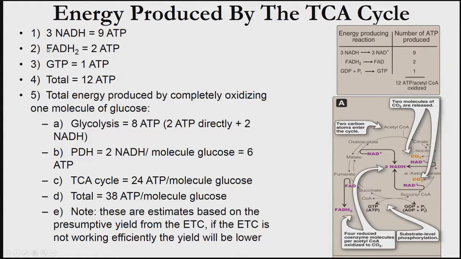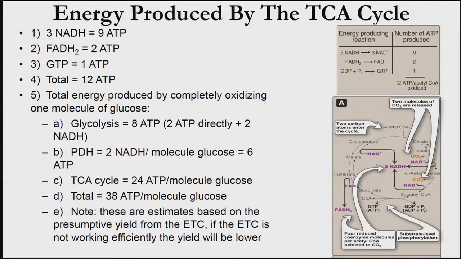We also produce a GTP. We have a substrate level phosphorylation during the TCA cycle, so that is an ATP equivalent. You can convert GTP to ATP. So for each acetyl-CoA that enters the TCA cycle, you're actually going to ultimately produce 12 ATP if things are working perfectly.